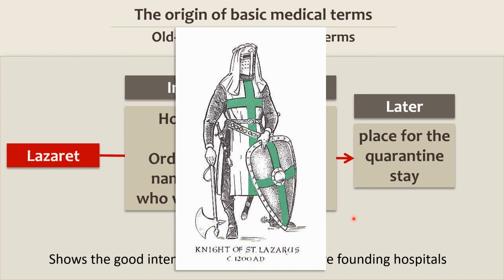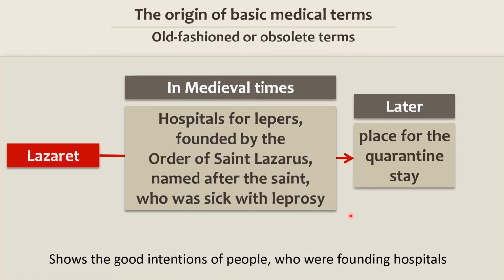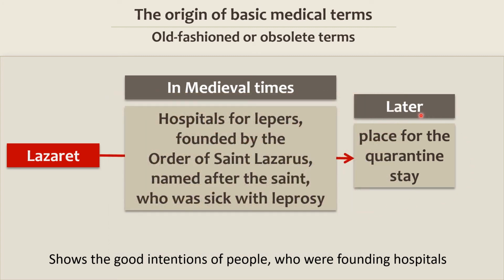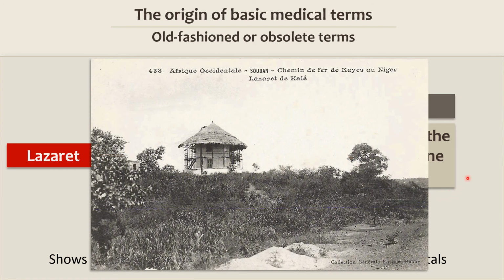The Order of Saint Lazarus devoted itself to caring for lepers, and therefore shelters for such patients eventually began to be called lazarets. During the plague pandemic in the 14th century, lazarets began to be used as the last refuge of plague patients. It put the lepers at great risk and led to their rapid extinction. After the plague pandemic emptied lazarets, they began to be used as a place for quarantine stay. Therefore, the word lazaret had begun to be understood as a place for quarantine stay.